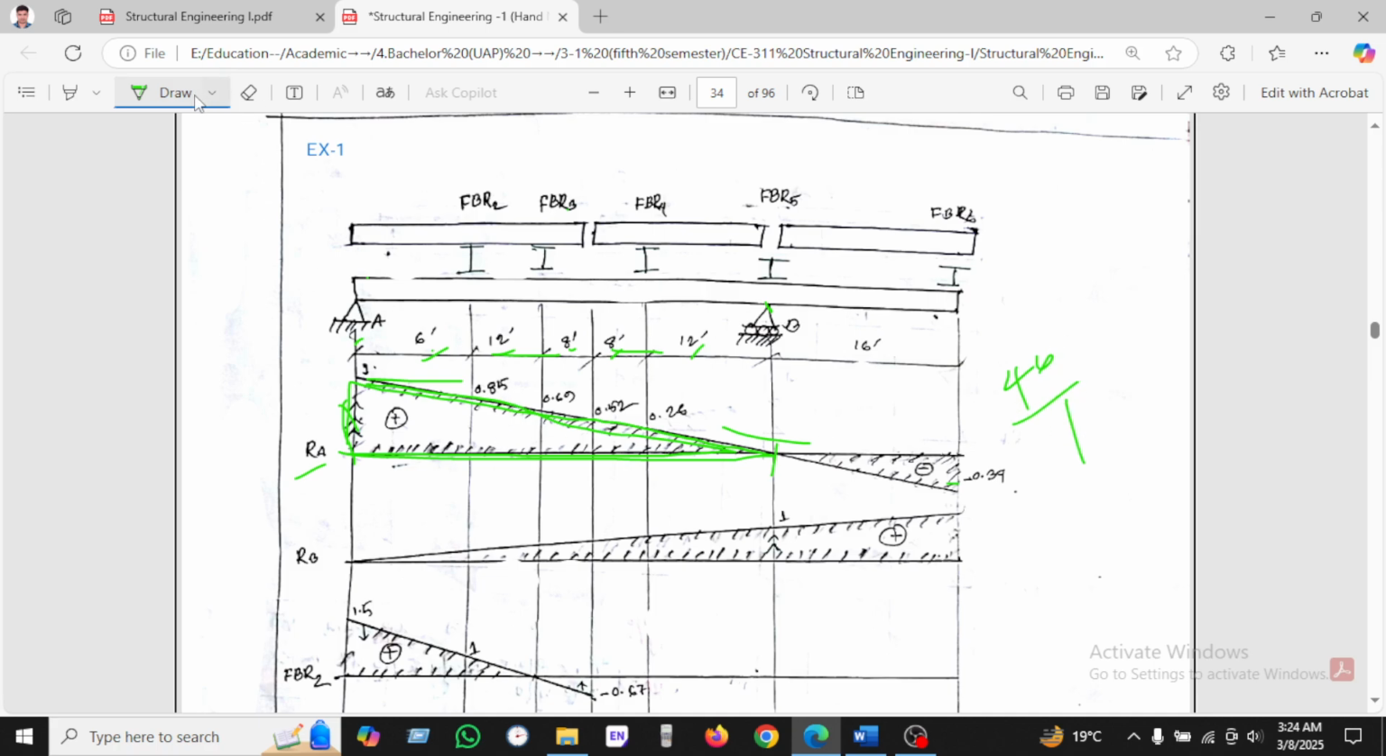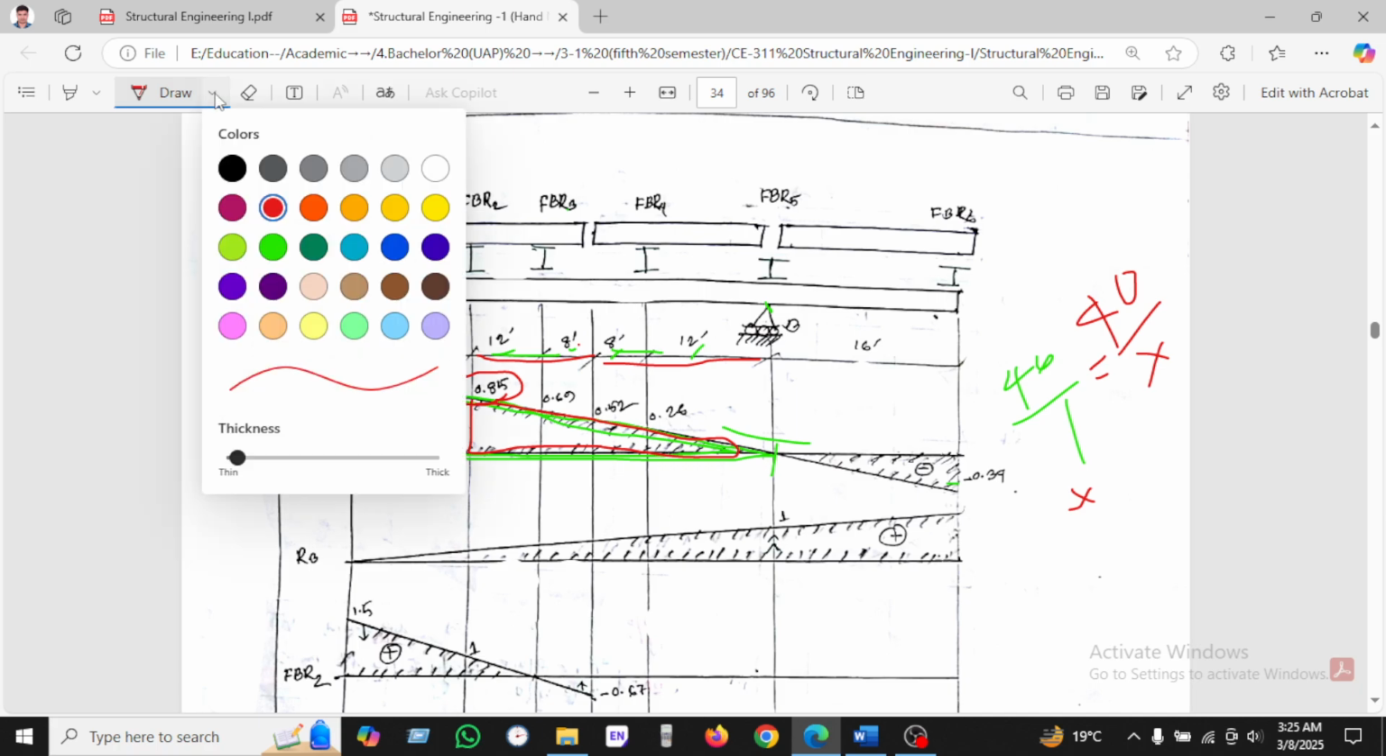If we want to calculate this portion, then we assume the similar triangle is here. How much? It will be 40. This is 20 and 20. This is the 40 length. So 40, how much will be x? So x will be 0.85.